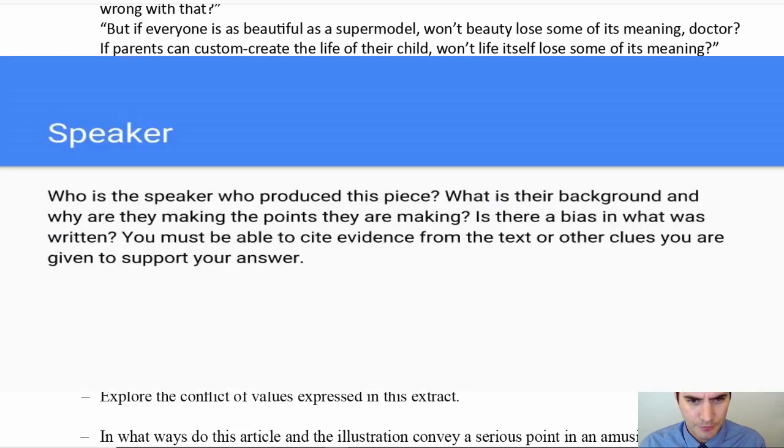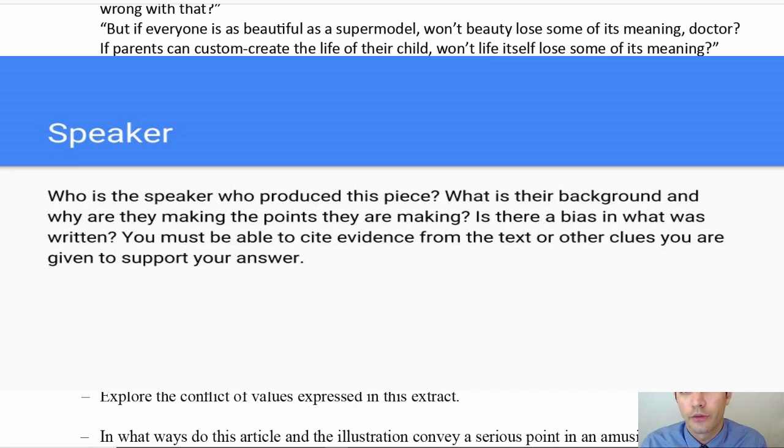Now for SOAPSTone, what I want you to keep in mind, and take a look at your screen right now, is you need to ask for speaker: who is the speaker who produced this piece? What is their background, and why are they making the points they're making? Is there a bias in what was written? You must be able to cite evidence from the text you're given to support your answer.